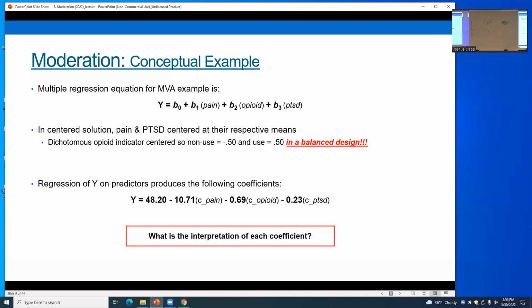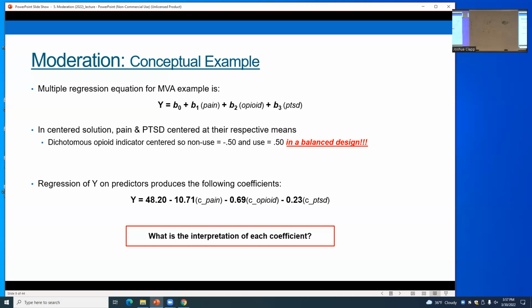And so in this solution, for every unit increase in PTSD, we expect a corresponding 0.23 unit decrease in functioning, controlling for opiate use and holding pain constant at the mean. That's what's happening with these two things here. These coefficients are telling us strength of association. The intercept is just telling us where we start when everything else is held constant at 0. That starts to make a difference depending on what that 0 point is.